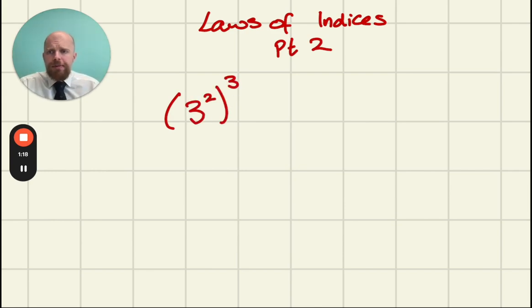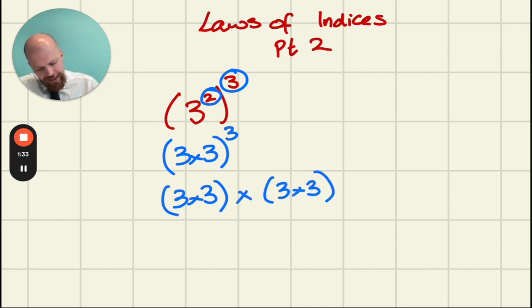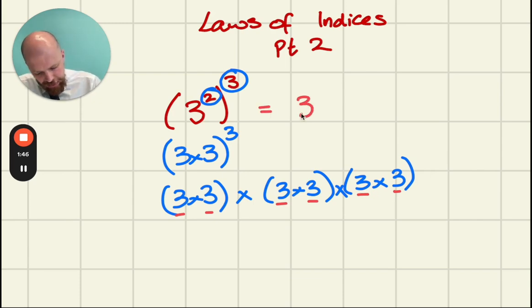For example, 3 squared, cubed. If you think about what this means, the squared means that you have 3 times 3, and then the cubed means that you do that 3 times. So we have 3 times 3, once, twice, 3 times. If we count how many 3's we have, we've got 1, 2, 3, 4, 5, 6. So we can write that as 3 to the power 6.